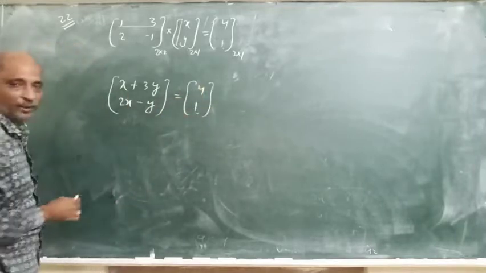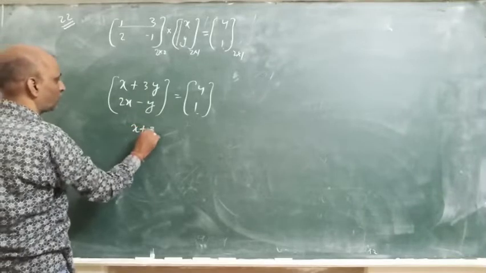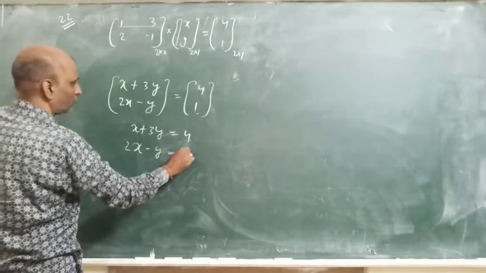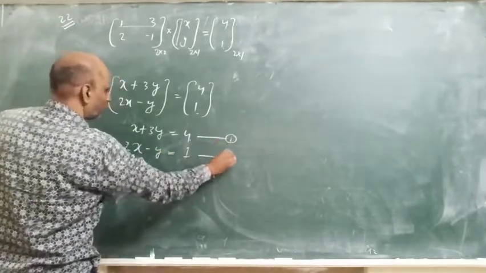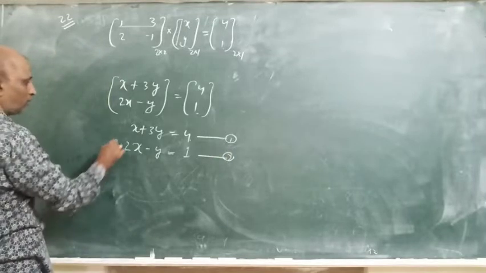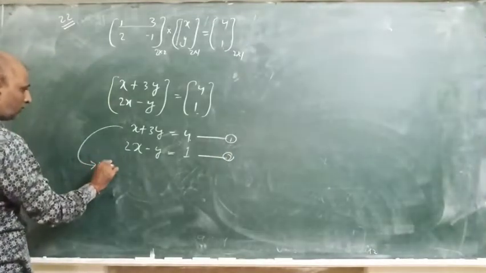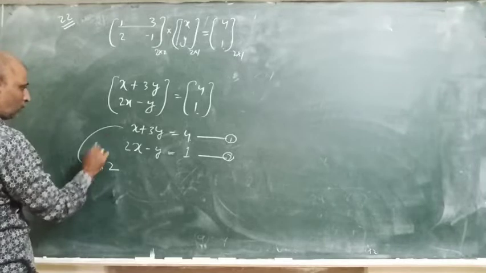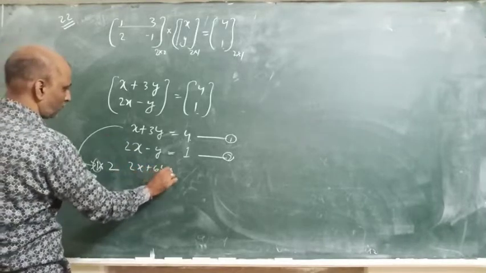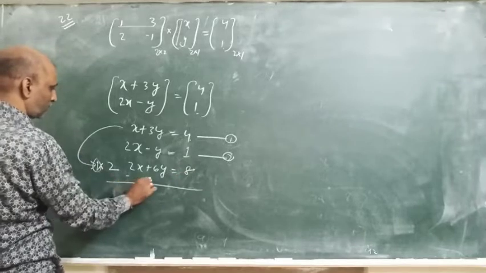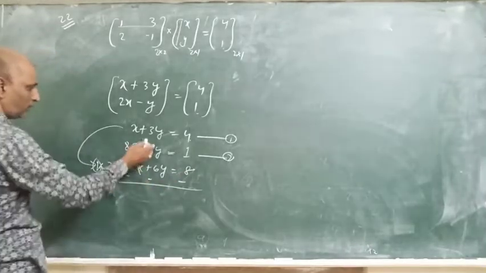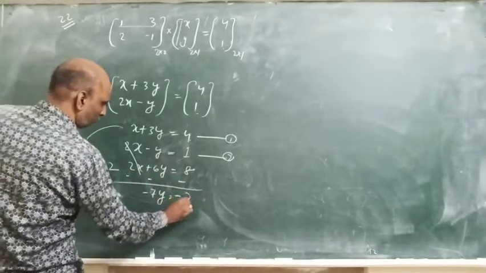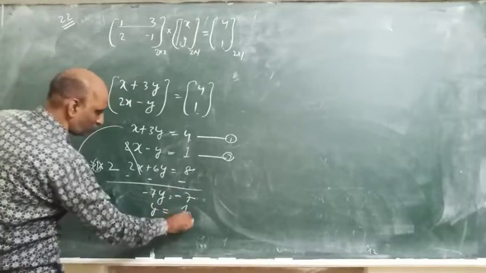Now, by using equality, what will you get? x plus 3y is equal to 4, 2x minus y is equal to 1. Equation 1, equation 2. Now we solve these two. Multiply equation 1 by 2, so it will be 2x plus 6y equals 8. Now subtract it. 2x cancels. Minus y minus 6y is minus 7y, which is equal to minus 7. y is equal to 1.